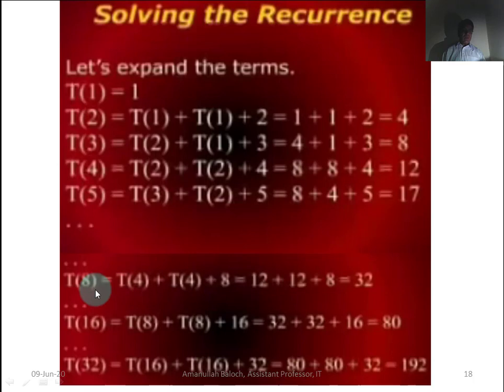We will skip some other values, 9, 10, 11, 12, and we will take T of 16.